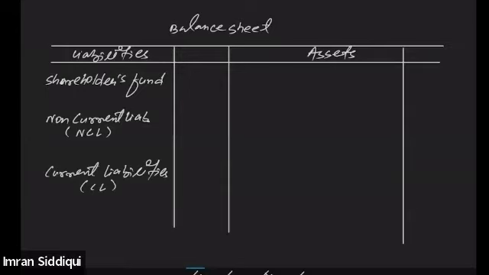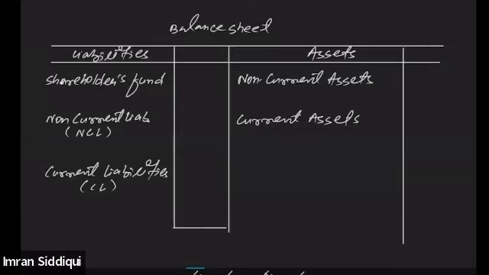And on the asset side, we have two categories. All the assets are divided into two parts, the non-current asset and the current asset. Right. And you already know that the sum total of the assets should be equal to the liabilities.